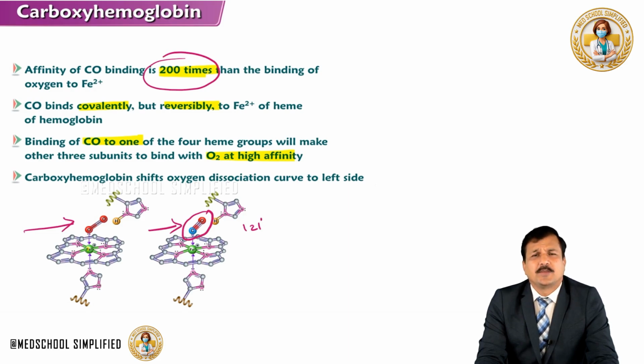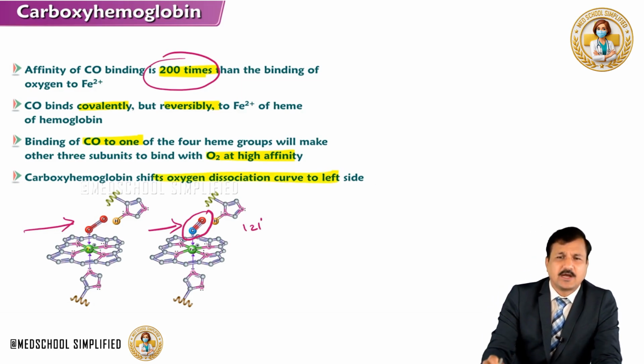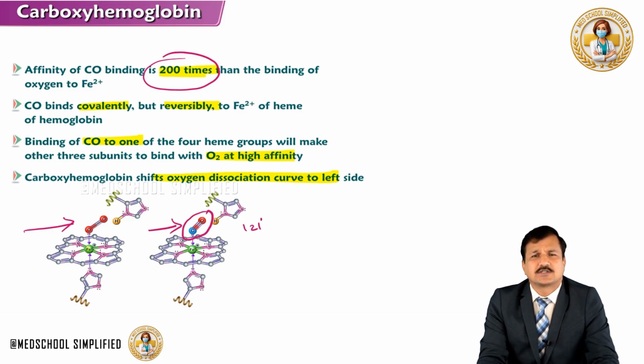And also, because of binding of carbon monoxide to one of the subunits of hemoglobin and the other 3 subunits being bound with oxygen with such a high affinity, it will lead to a left shift in the oxygen dissociation curve. That's why carbon monoxide shifts the oxygen dissociation curve towards the left side, indicating that the hemoglobin has higher affinity for oxygen and is not readily unloading oxygen in the peripheral tissue. This causes tissue hypoxia in carbon monoxide poisoning.